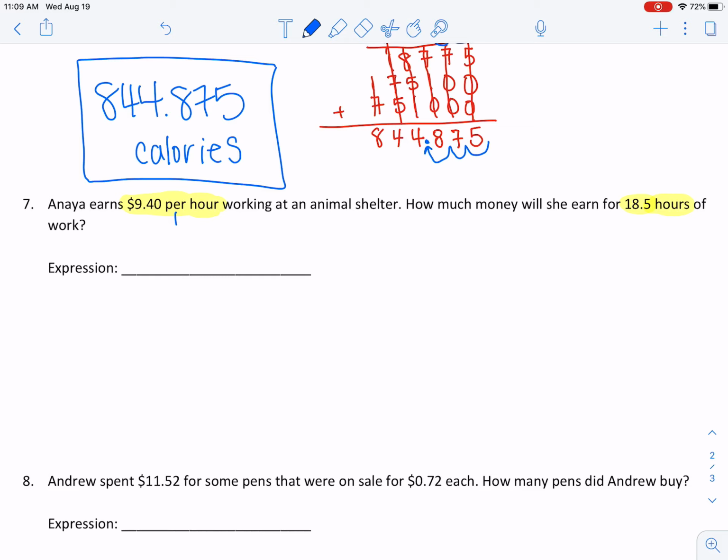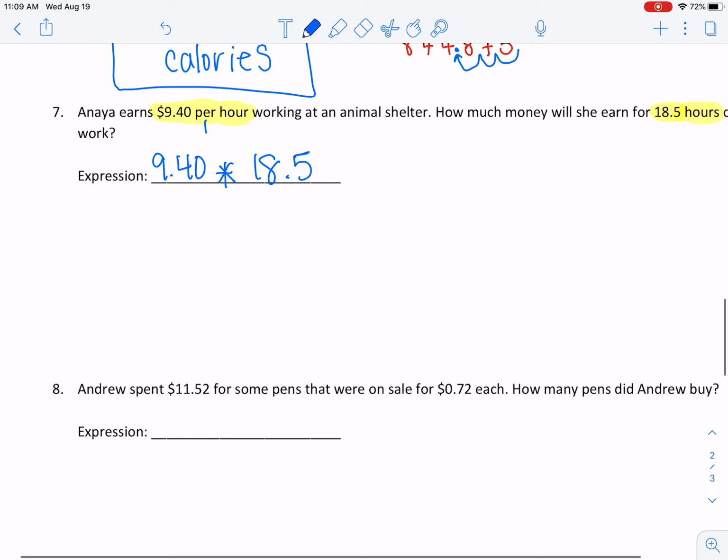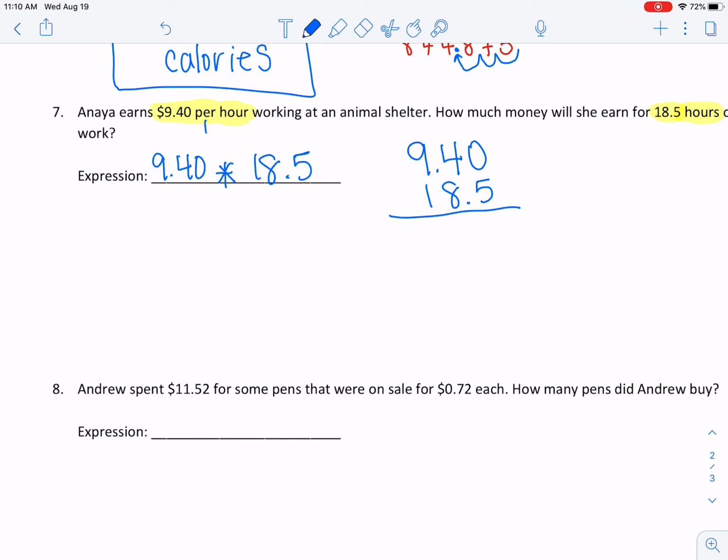So in this case, this would be multiplication. 9.40 times 18.5 would give you the answer to this expression. So now we're going to follow our aligning rules, and I'm going to say 9.40 times 18.5. Some students might get rid of the 0 to make it easier, so you can do 18.5 times 9.4, and this can make it easier. But either method works. All right, so I'm going to do the first method.